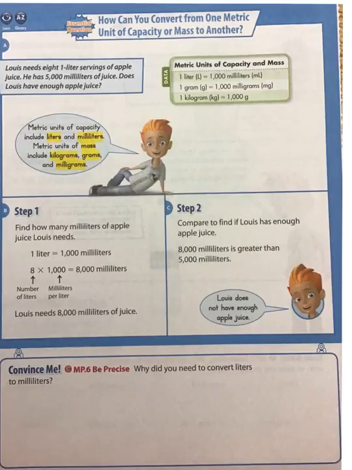Today, we are going to learn how you can convert one metric unit of capacity or mass to another. Metric units of capacity include liters and milliliters, and metric units of mass include kilograms, grams, and milligrams.